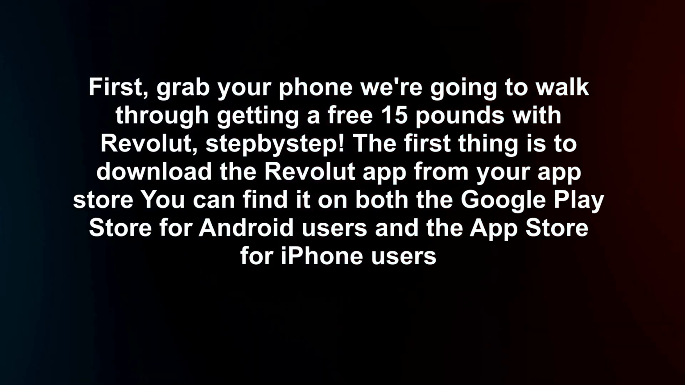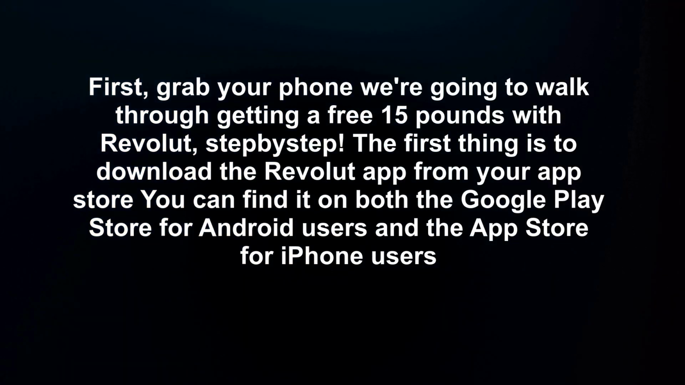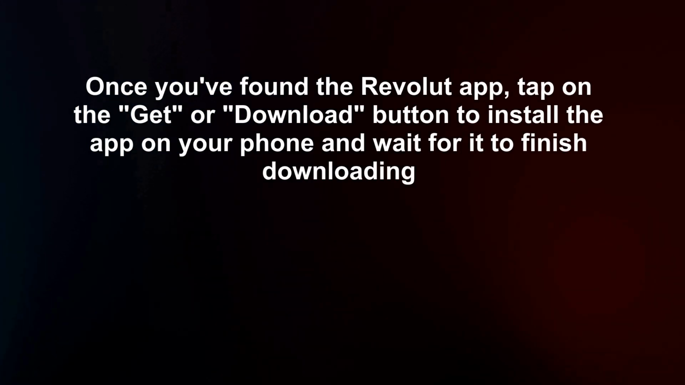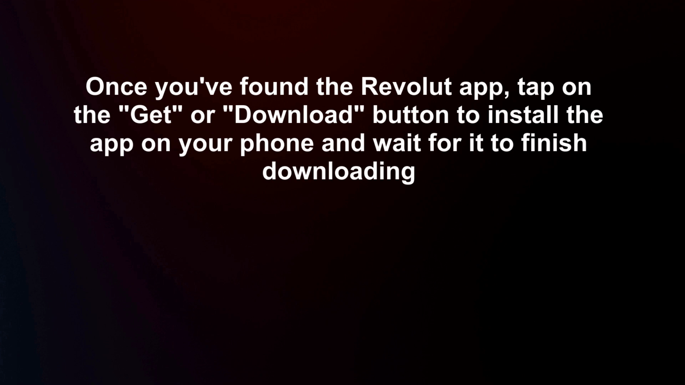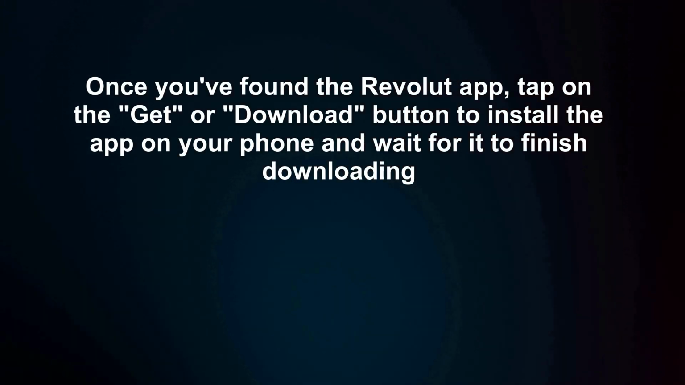The first thing is to download the Revolut app from your app store. You can find it on both the Google Play Store for Android users and the App Store for iPhone users. Once you've found the Revolut app, tap on the Get or Download button to install the app on your phone and wait for it to finish downloading.